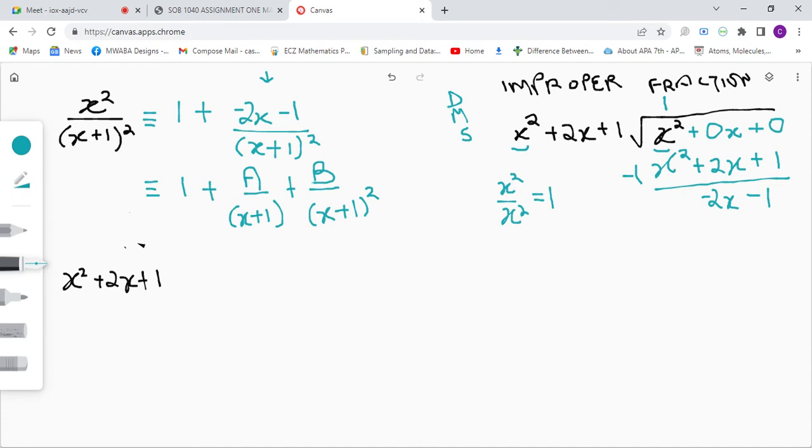The next thing that we're going to do is multiply this whole expression by the common denominator. So on this side I'm going to put x squared over x plus 1 squared.